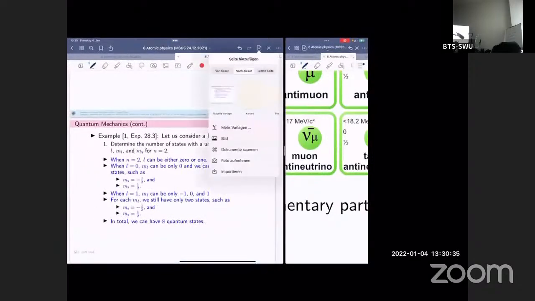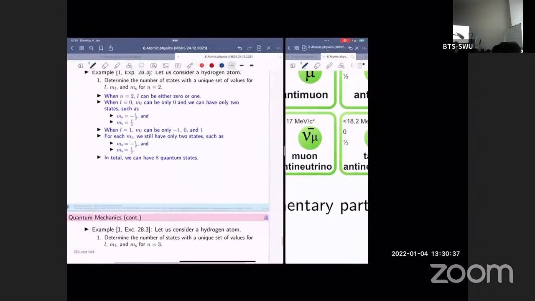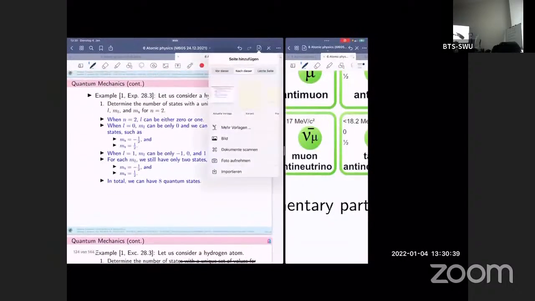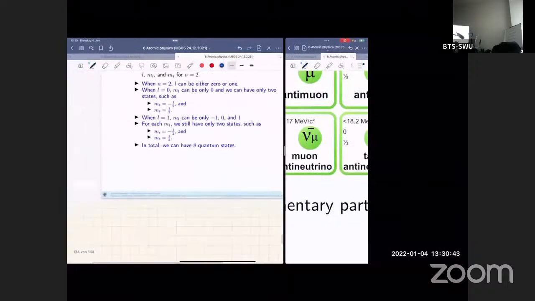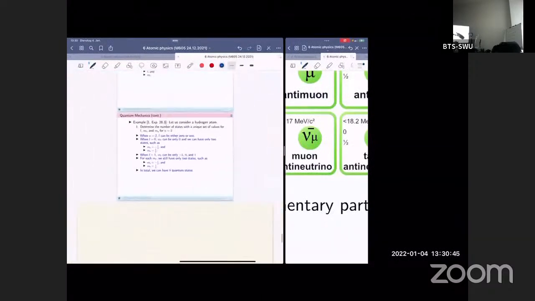Let's consider the hydrogen atom, right, which is the basic atom for us.